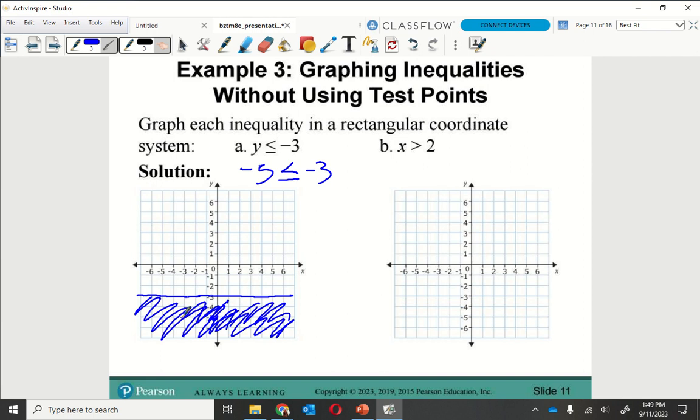This next one, x is greater than 2. Does this one have a y value? No, it doesn't have a y value. So that means that x is always 2. So right here where x is 2, it's going to be like this. It's going to be a line going up and down. This has to be a dotted line because it's not equal to.